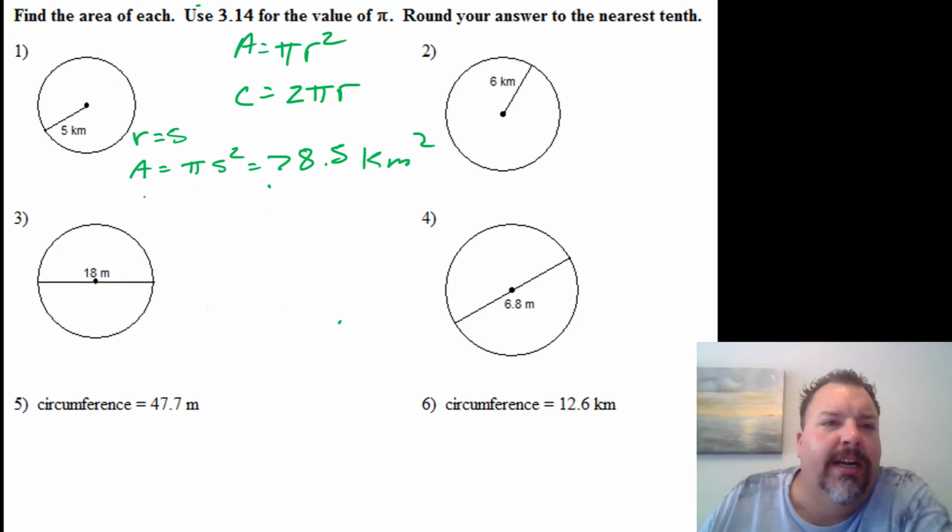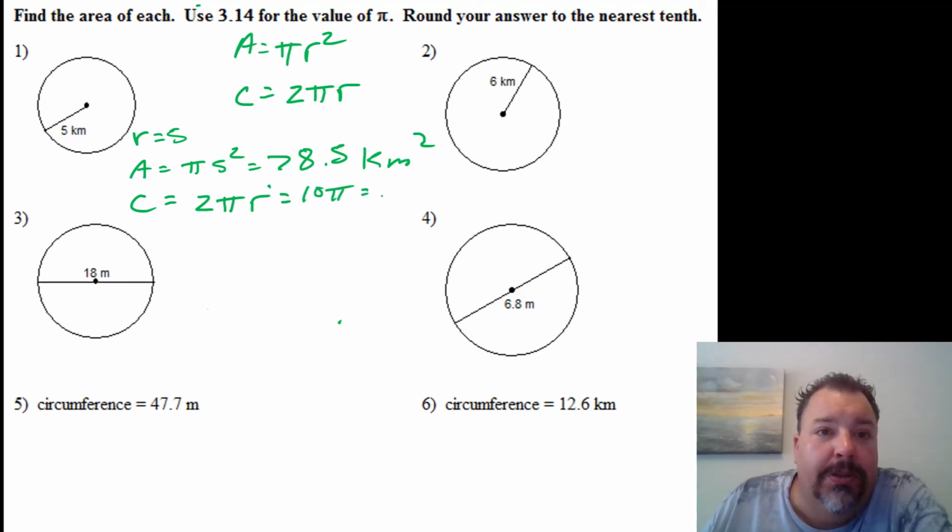And just to compare, if we did the circumference it would be 2 times pi times r, and that would be 2 times pi times 5, which would be 10 times pi, which would be 31.4 kilometers.